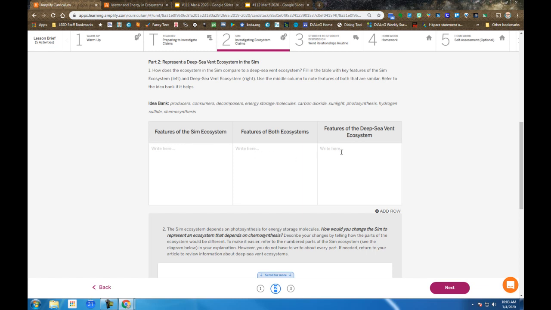Those things that are only in the deep sea vent: you now have hydrogen sulfide and dissolved carbon dioxide in water. I guess in the features in the sim ecosystem, you could also put air. And you also have these chemosynthetic bacteria, and hydrogen sulfide is the energy source. Features in both: they all have producers, consumers, decomposers. They all have some form of energy storage molecules being passed through them. They all have some source of energy.